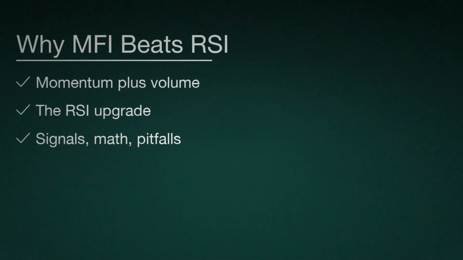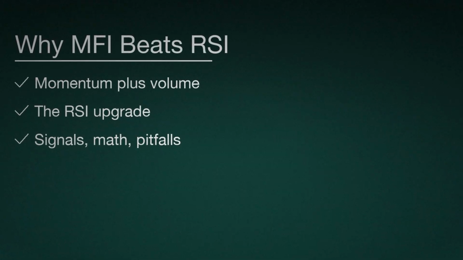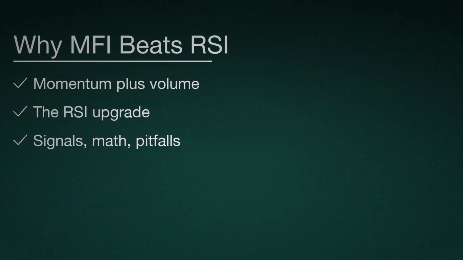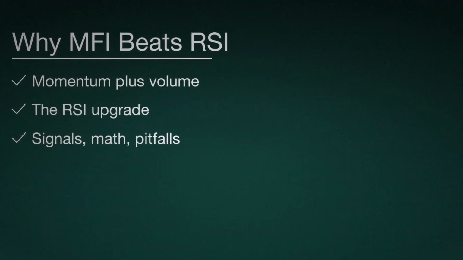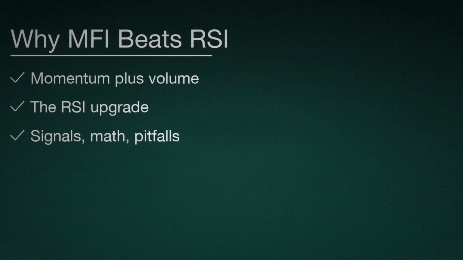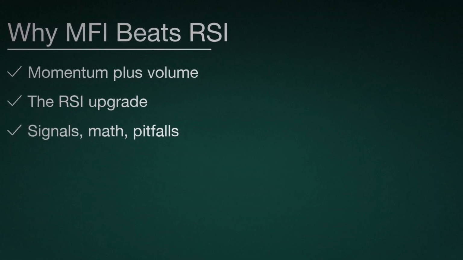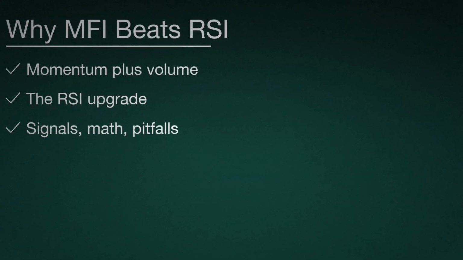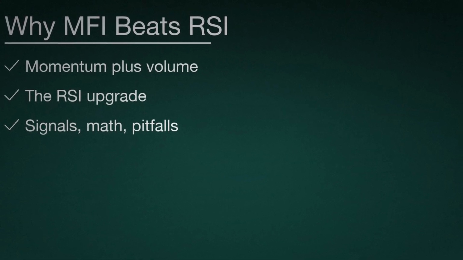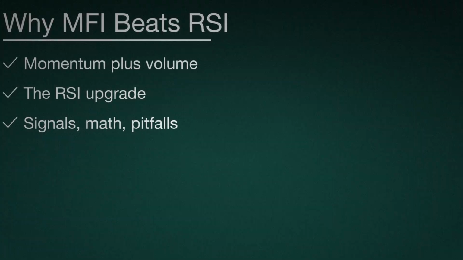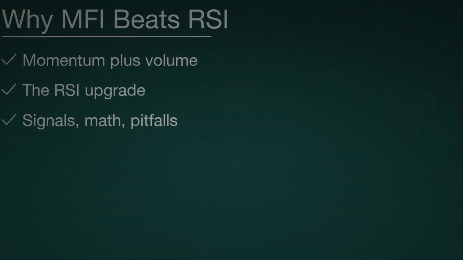RSI tells you momentum, but it ignores something critical: how much money is actually moving. The money flow index fixes that by folding volume directly into the oscillator. Today, we dissect MFI, the math behind it, how to trade its signals, and where it quietly fails. If you already use RSI, this is the upgrade path worth understanding.